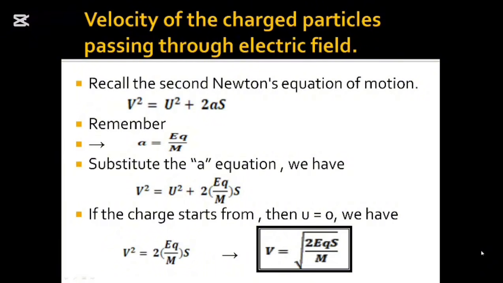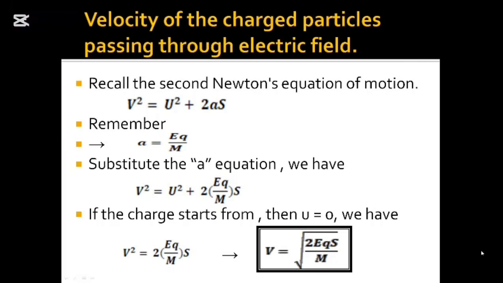which gives us V now. If I want to find the value of V, what do I do? I take the square root of both sides. The square root of V squared is V. Then we have the square root of 2EQX all over M in block. That is the second equation of the velocity of the charged particles passing through an electric field. That's another important equation you will note today.